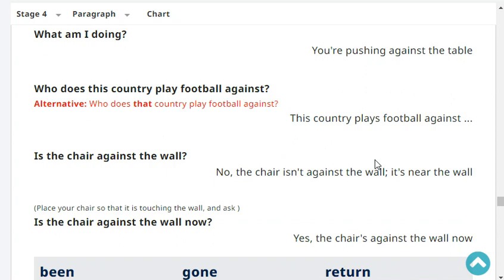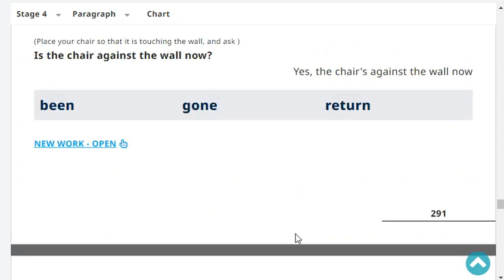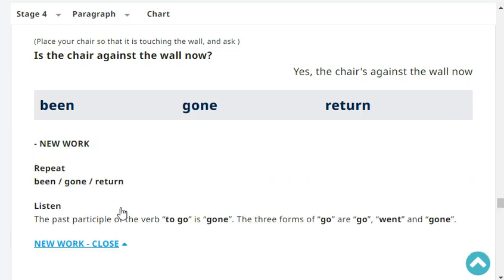No, the chair isn't against the wall. It's near the wall. Very good. Next, repeat. Been.